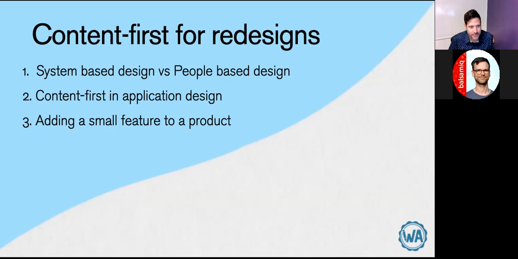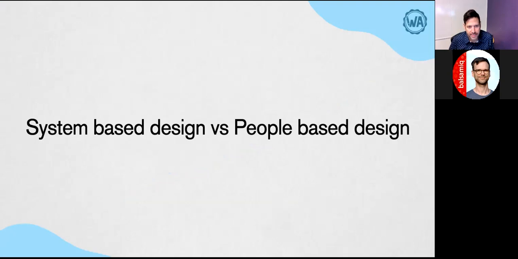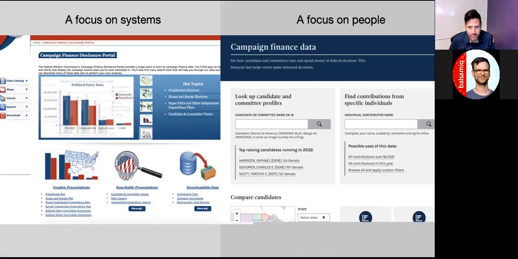Let's show some examples. So we're going to kick it off by showing what I call system-based design versus people-based design. And this is the project that Emily Barnes presented in her process interview, where she worked for the United States government redesigning the campaign finance website for the Federal Election Commission. What they started off with was a design that was focused on systems. And what they ended up with through content first design was something focused on how people think about it. So here's Emily.